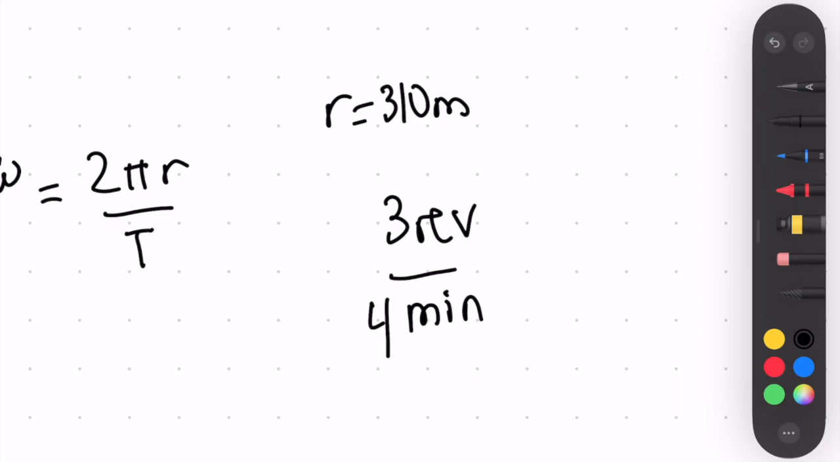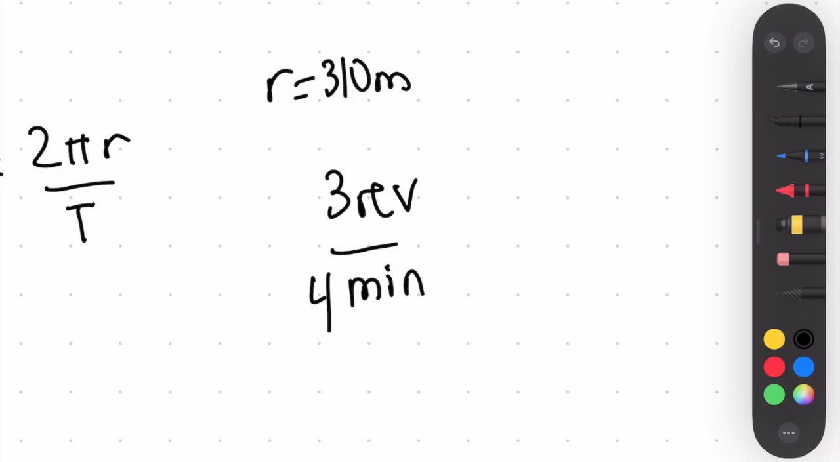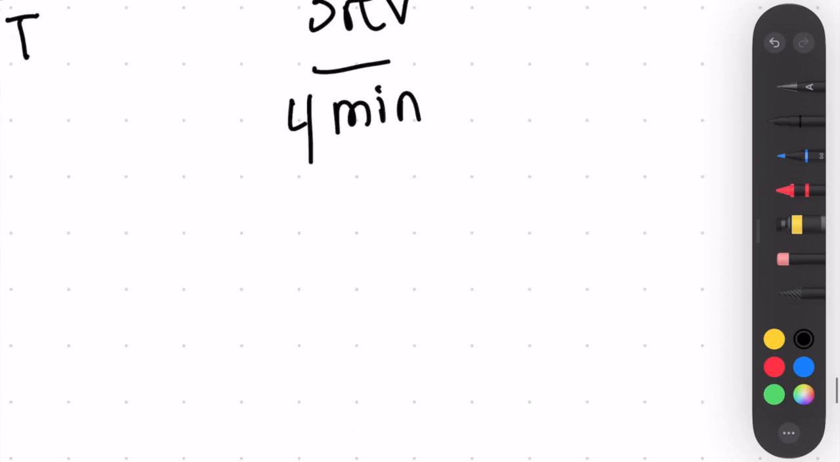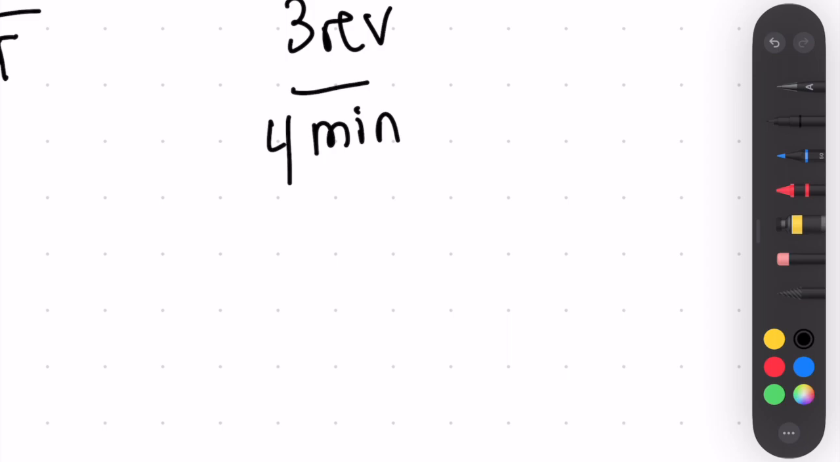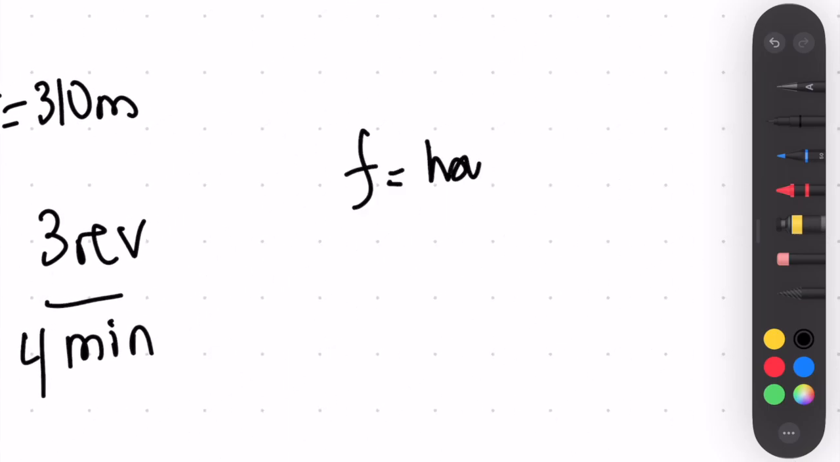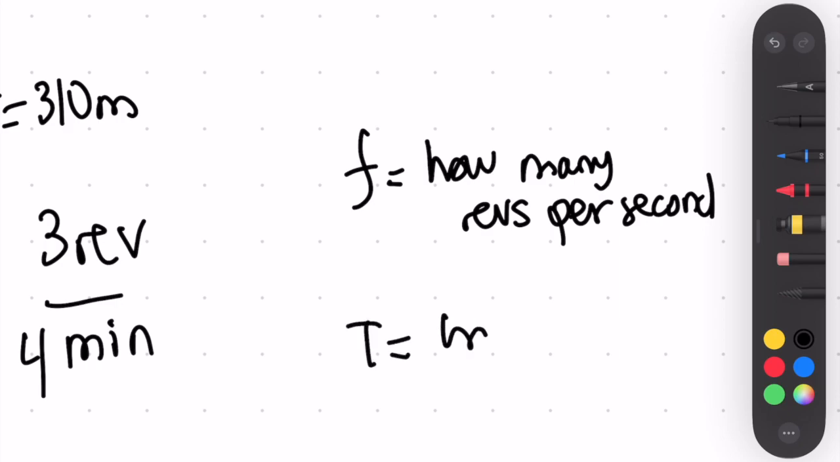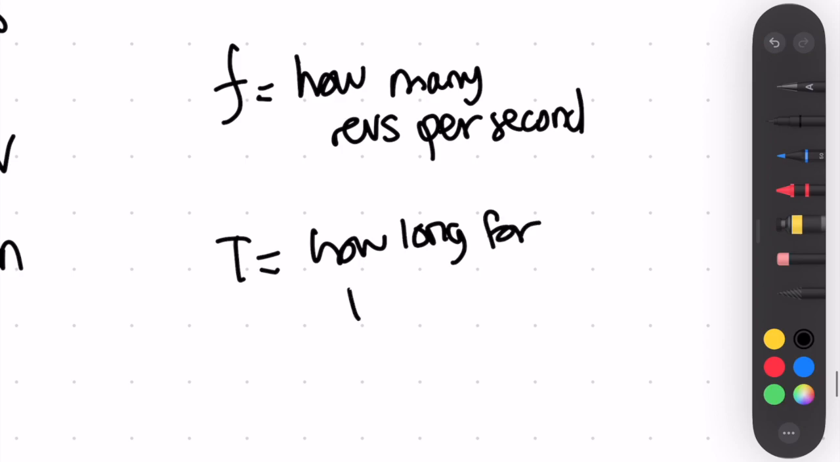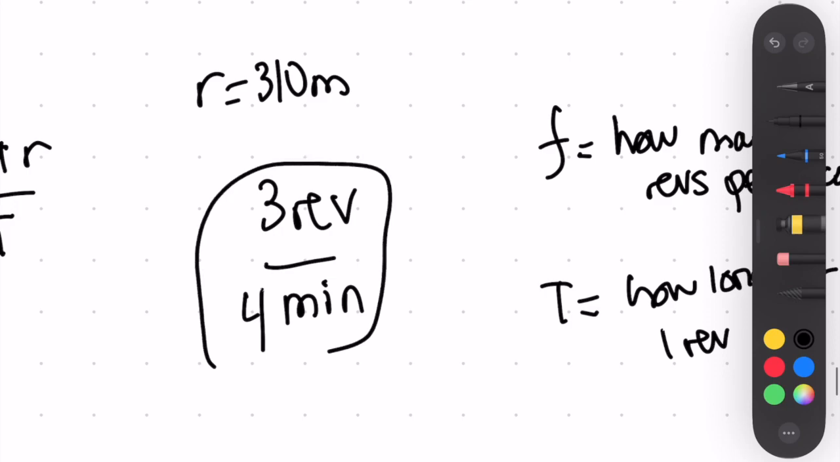That unit of revolutions per minute, what is that referring to? Frequency, excellent, right? So this revolutions per minute is our frequency. Our period is defined as the amount of time it takes for 1 revolution, while the frequency is how many revolutions we can do per second, how many times we can go around the track per second, while the period is how long it takes us to do 1 full lap.